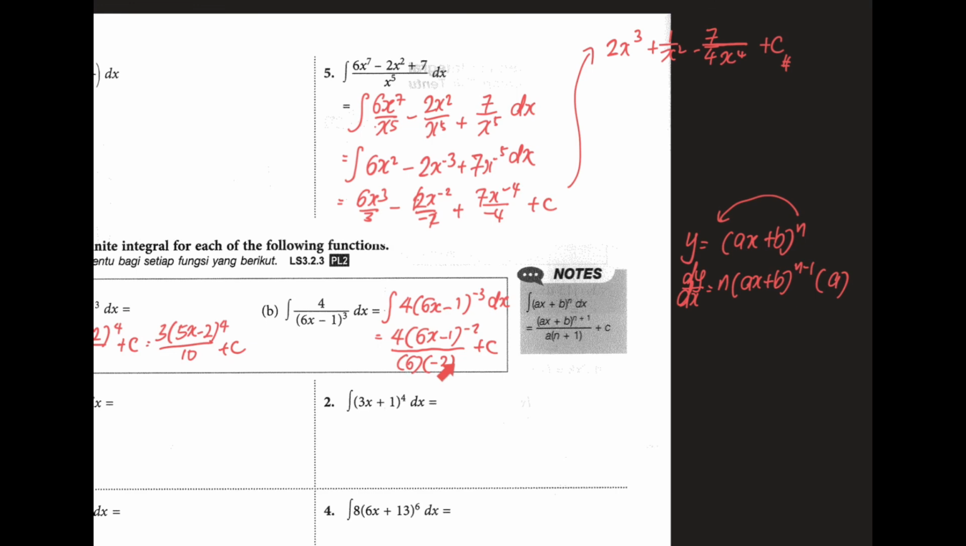Okay, then, lack of space. 4 over negative 12 is 1 over negative 3. I write it down here, 1 over negative 3. I put the negative in front. At the same time, I bring down the bracket with negative power. If it says negative power, you bring it down, and it will become positive power. (6x minus 1) to the power 2 plus c. Okay, so like that.